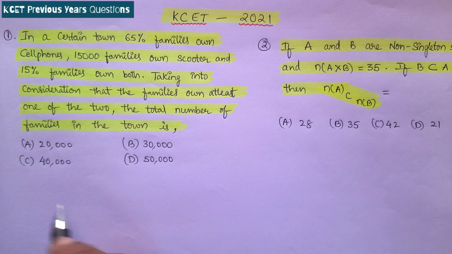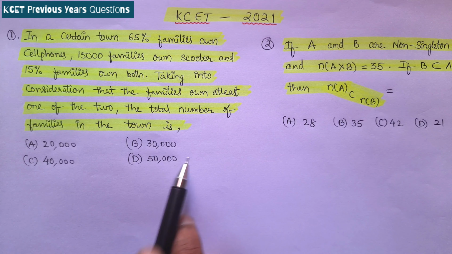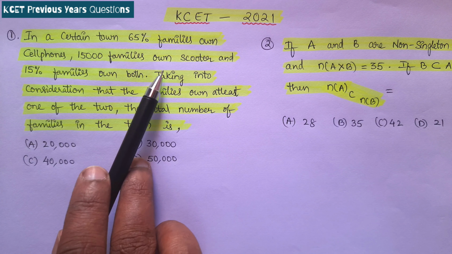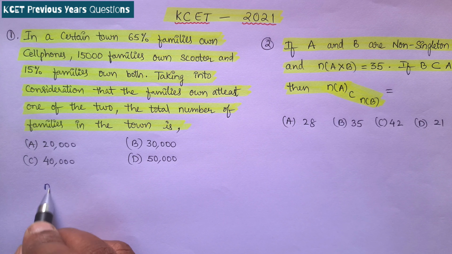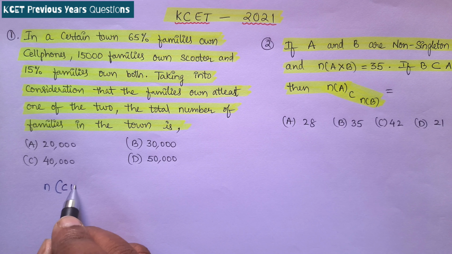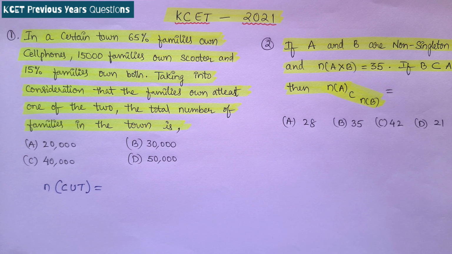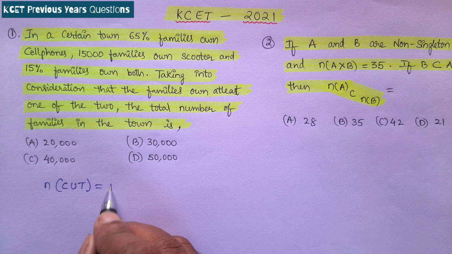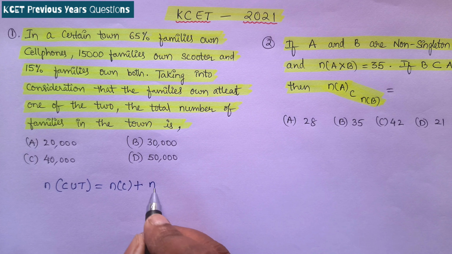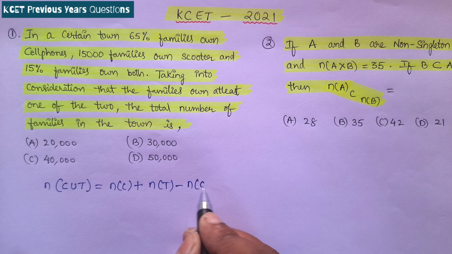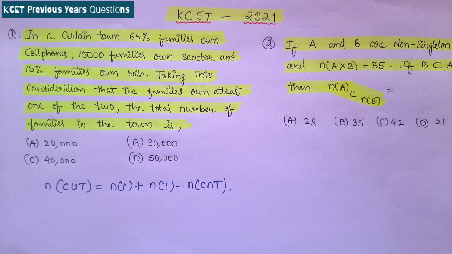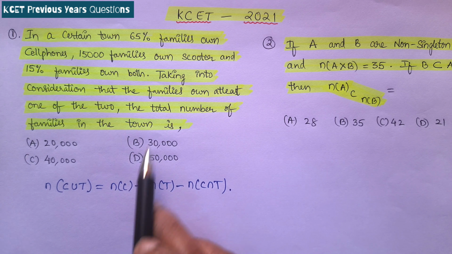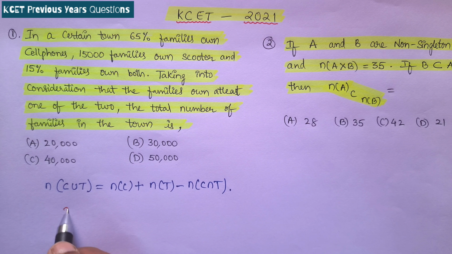So the total number of families having cell phones or scooters, I will consider cell phones as C and scooters as T, nothing but C union T. So n of C union T formula is n of C plus n of T minus n of C intersection T. Okay? Now as they are asking to find the number of families, I will consider the number of families as x.